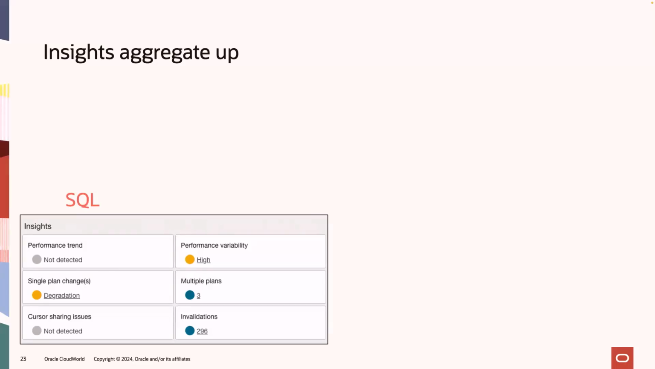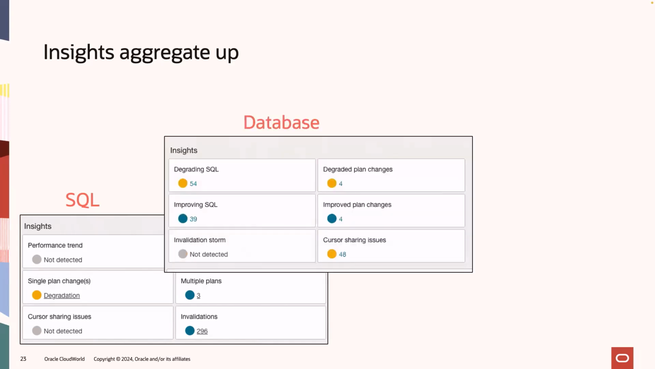And then if it's an insight that's true, but it's not necessarily an issue, then the dot is blue, right? So having multiple plans is not necessarily an issue. In fact, it could be very good, right? You could be having multiple plans, each of which is performing well when it's supposed to be invoked, right? Bind peeking can change you from one to the next.